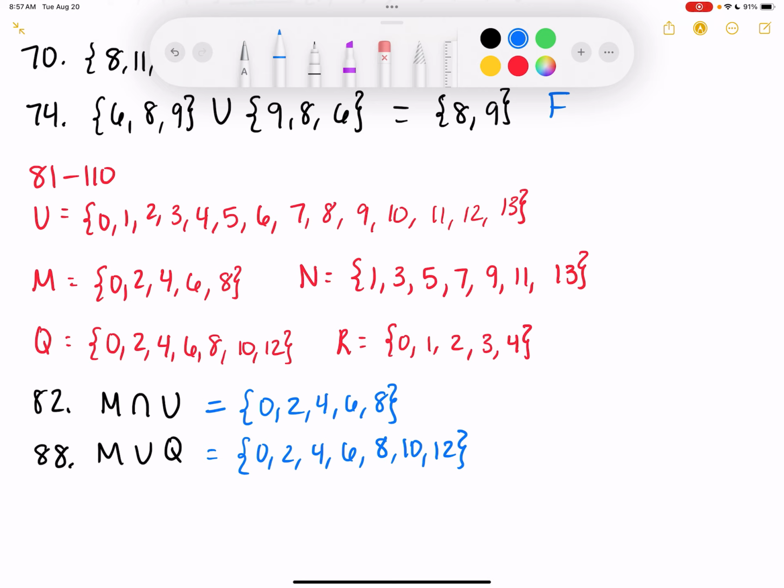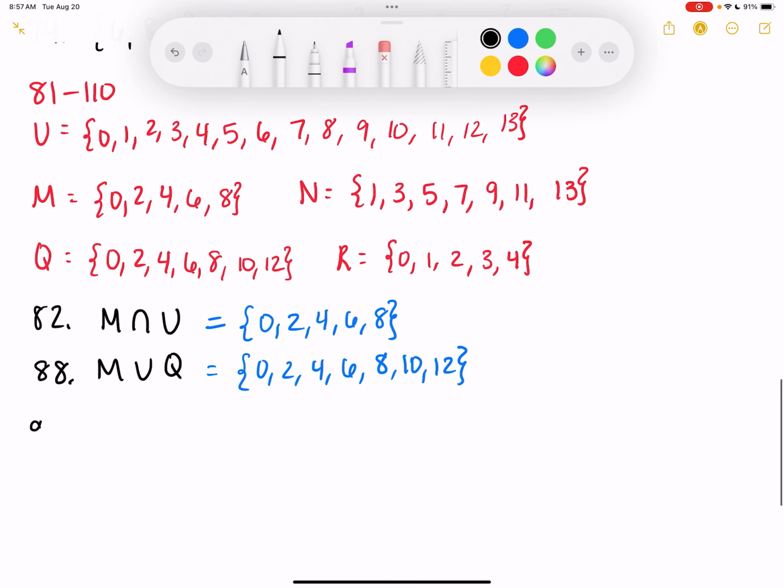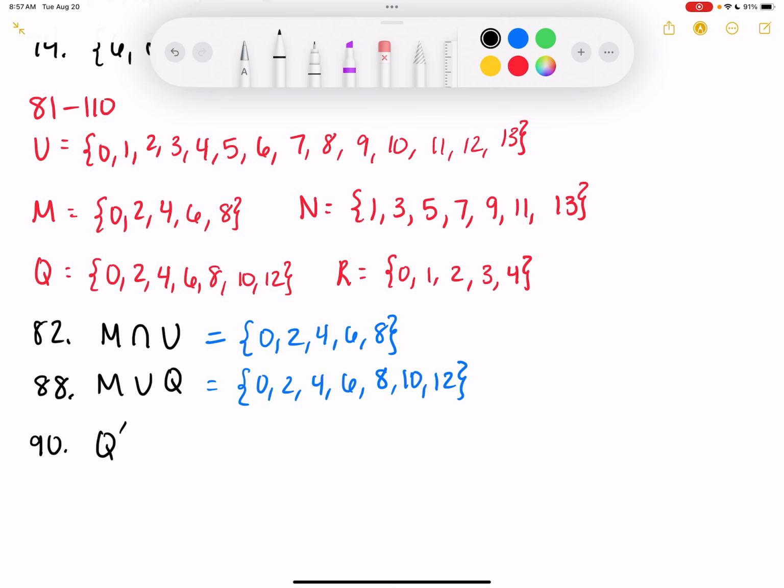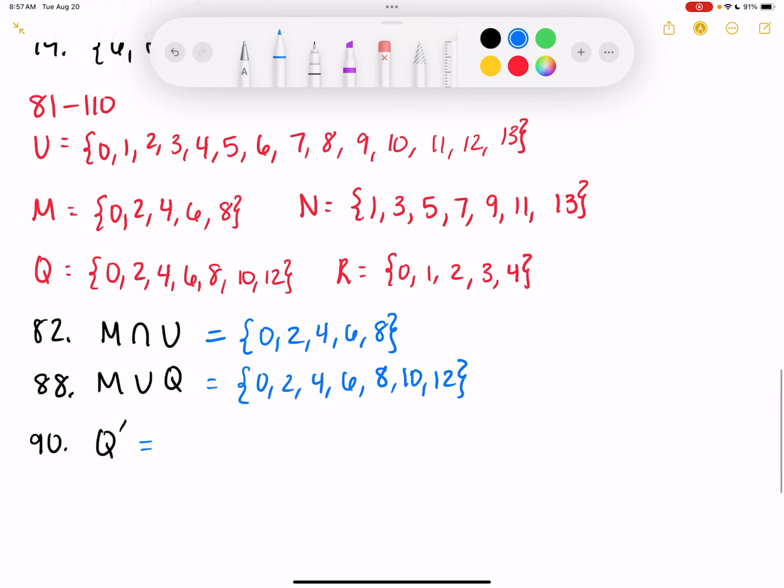Let's see, 90. The complement of Q. So remember, use our universal set that has everything that we're dealing with for this set of problems. If I have the complement of Q, what would that be? What is everything not in Q? 1, 3, 5, 7, 9, 11, 13. All common numbers. Yep.